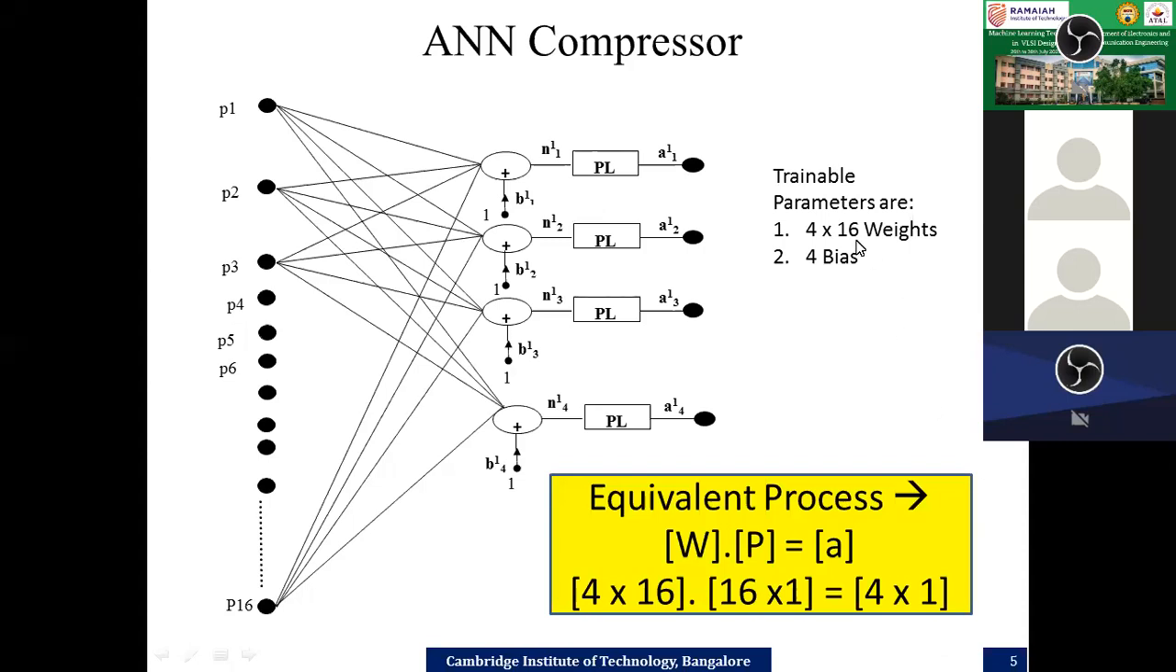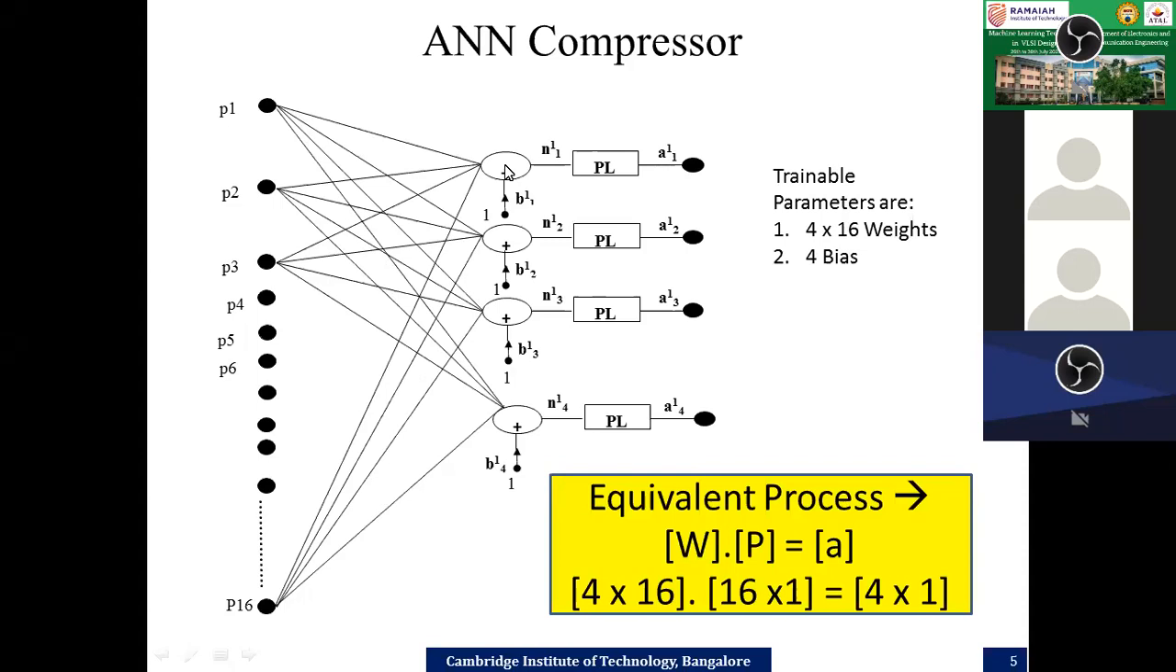This ANN is the input compressor here, 16 inputs. Then you have all the 4 outputs here. So the trainable parameters are, you need to identify the weights for all of these neurons.